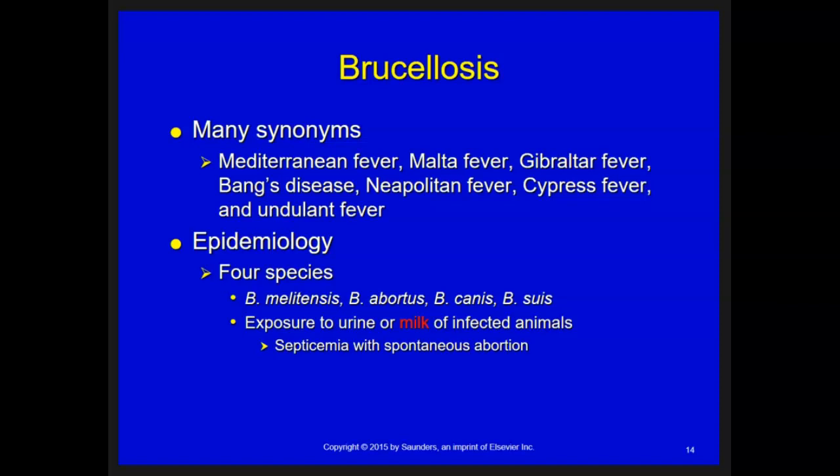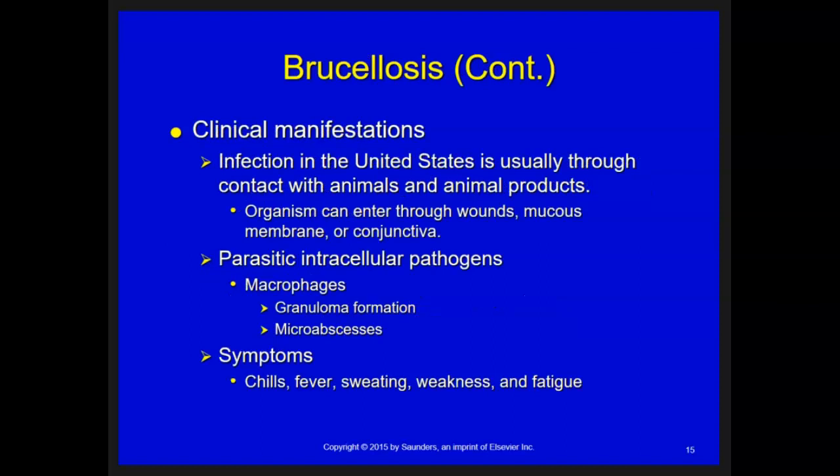Then we have brucellosis, which is also known as undulant fever. There are four different species that can cause brucellosis: Brucella melitensis, abortus, canis, and suis. We've already talked about these before. And we get these through exposure to urine or milk of infected animals. The clinical manifestations include wounds where the organisms have entered, and we get chills, fever, sweating, weakness, and fatigue, so nothing really stands out.